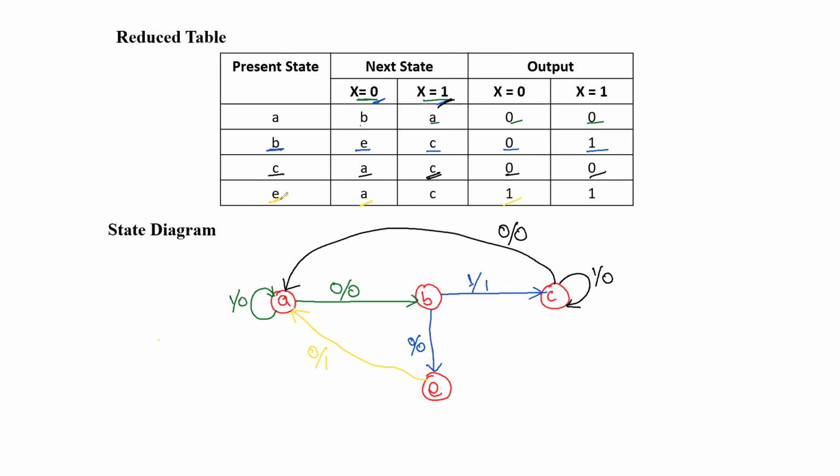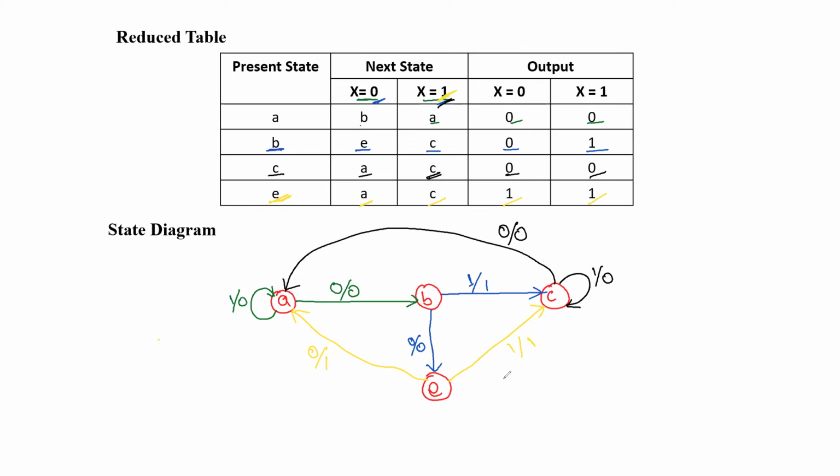Now again at E itself, if input is 1, what is the next state? C. So at E, when input is 1, we have to move to C. Next state is C, so input given here is 1, and corresponding output is also 1 here. Like this, we are able to complete the state diagram.